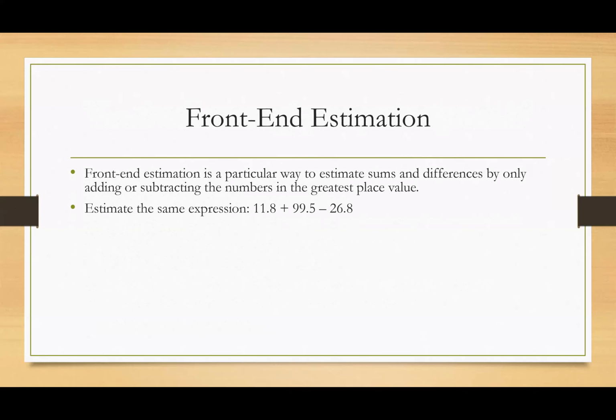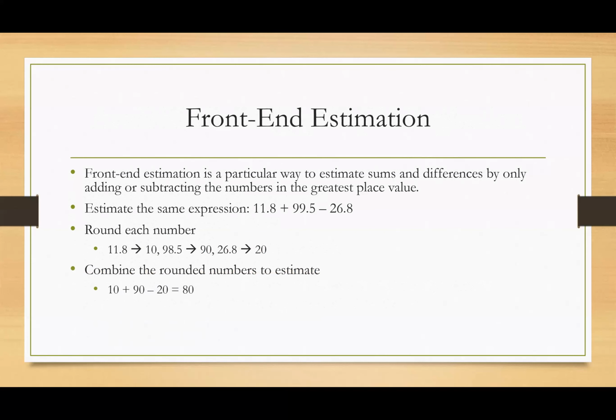Now, this is a little bit different than before. We're only looking at the first digit of the second number, and it's a 9, so we're going to say that is 90. And then for that last number, again, we're only looking at the first digit, which is a 2, so we're going to estimate that to be about 20. So we now have 10, 90, and 20 for our estimates. And when we combine those with our operations, what's interesting is we still get 80, even though we used a different technique.